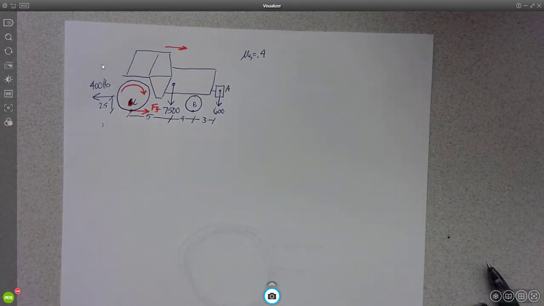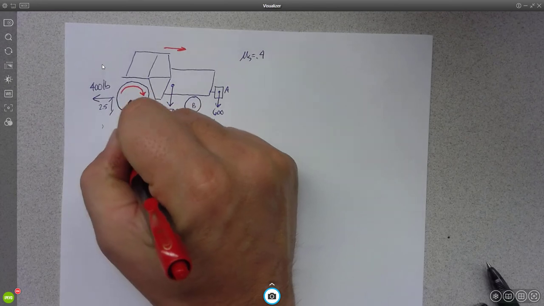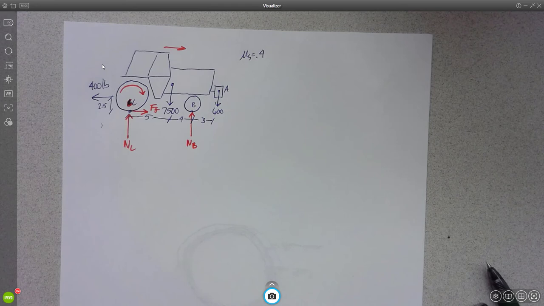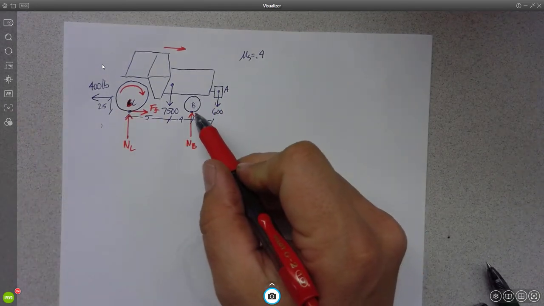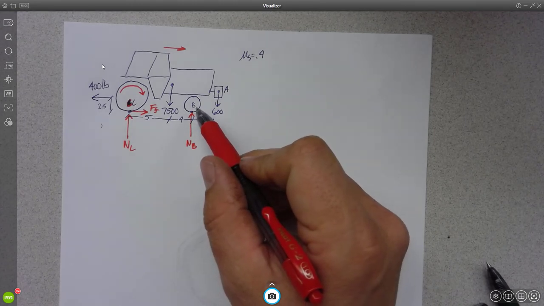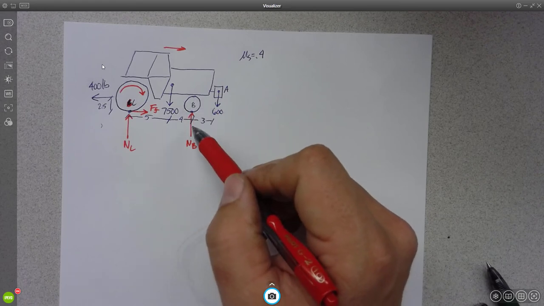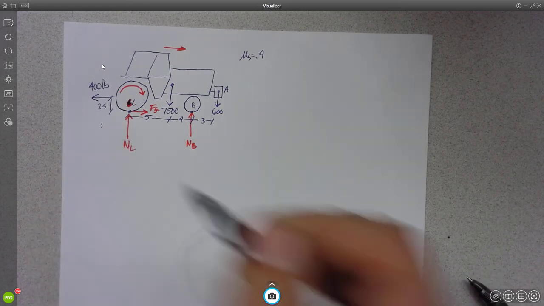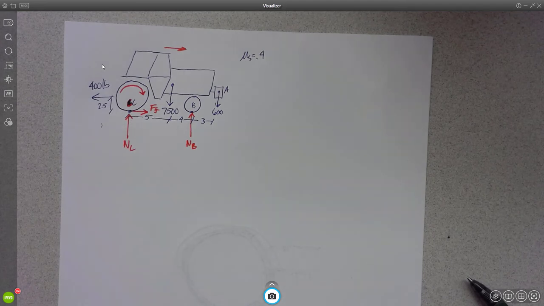All right. How about any other forces on this? Yeah, I've got a normal at C and a normal at B. So friction doesn't act on the second one. I mean, it does, but it doesn't because it's free to roll. So it's inconsequential for now. Okay, so now it looks like we have 1, 2, 3 unknowns. So we should be able to solve this problem, right?